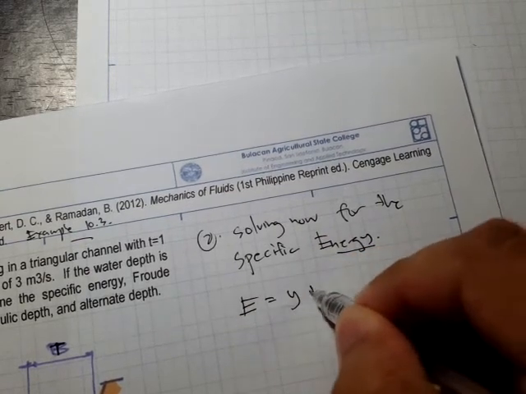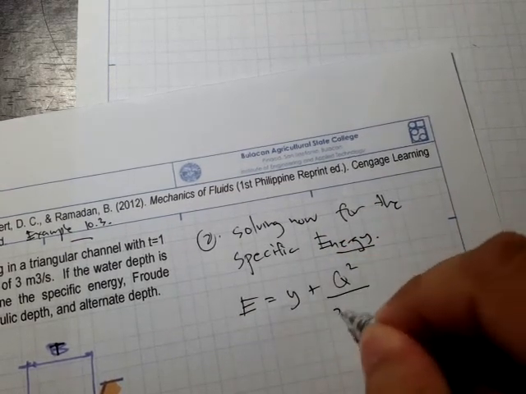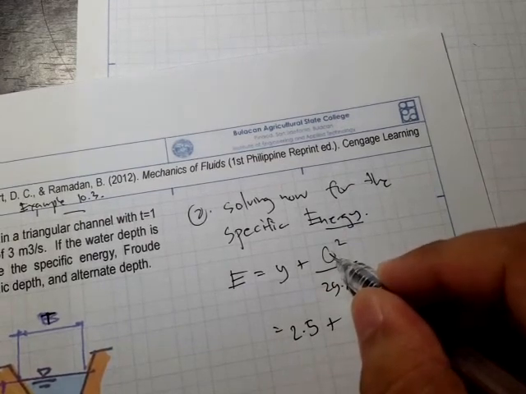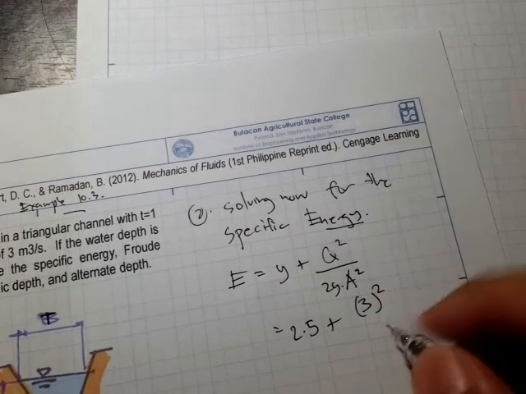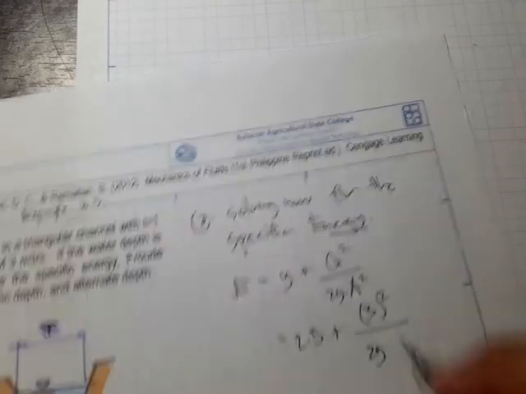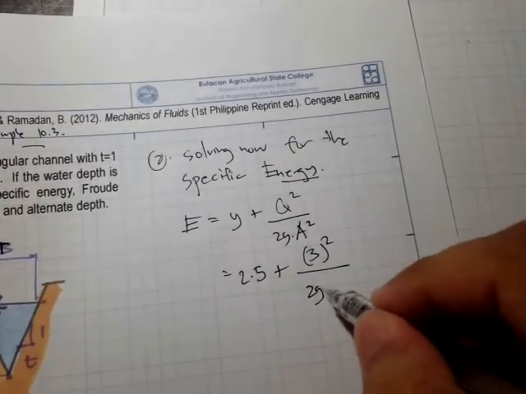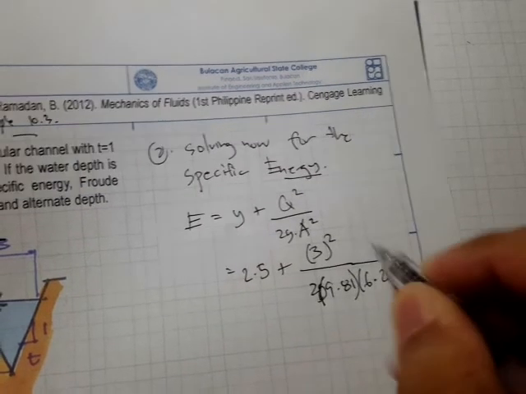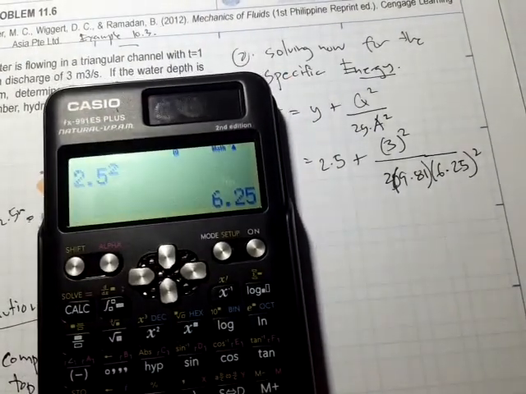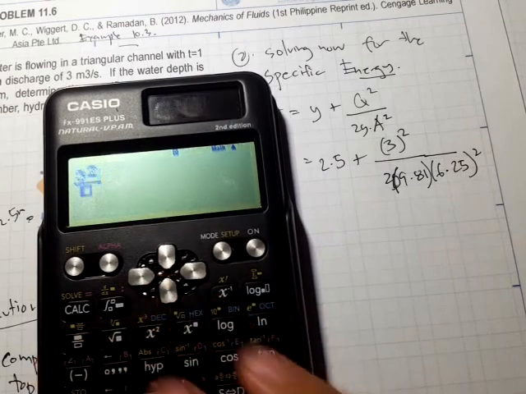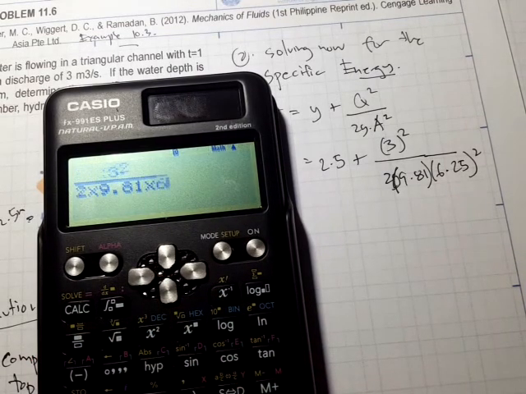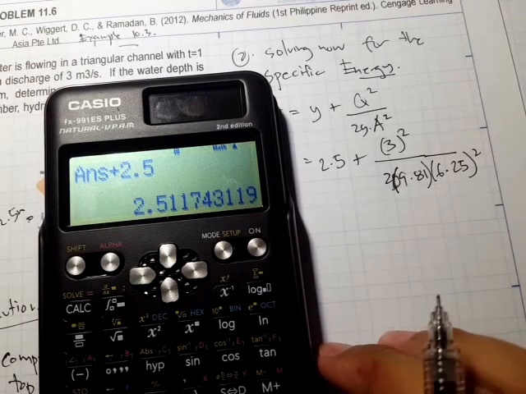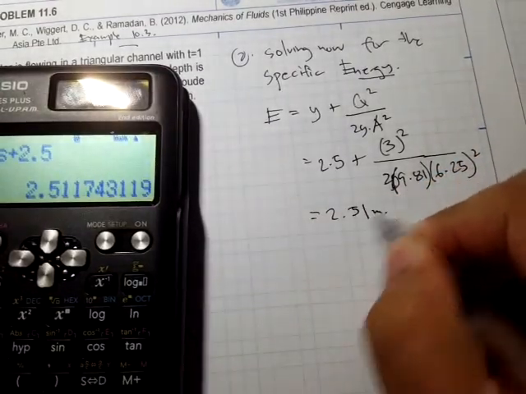So this is E is equal to y plus q squared all over 2g times a squared. So y is equal to 2.5. The flow rate is 3 squared. This is 2g times the value of area, which is 6.25. So this is 2 times 9.81 times 6.25, and that's also squared. So 3 squared divided by 2 times 9.81 times 6.25 squared, plus 2.5. This is 2.51. So 2.51 meters.